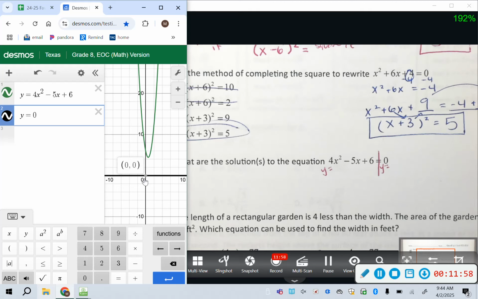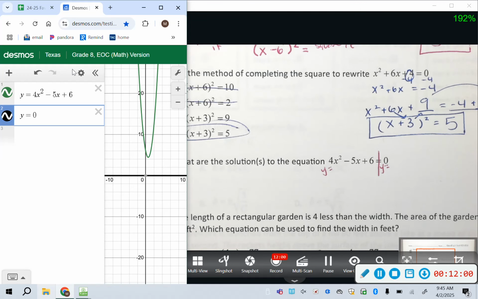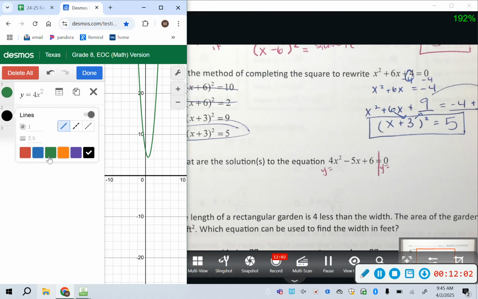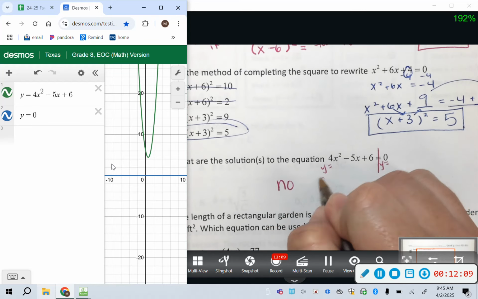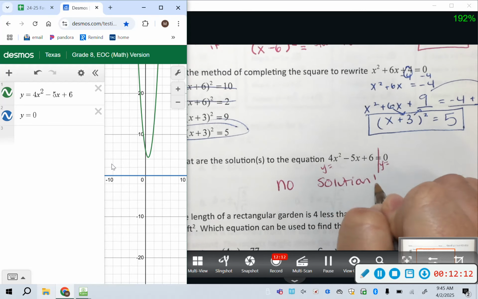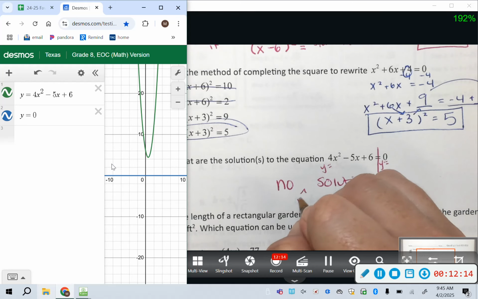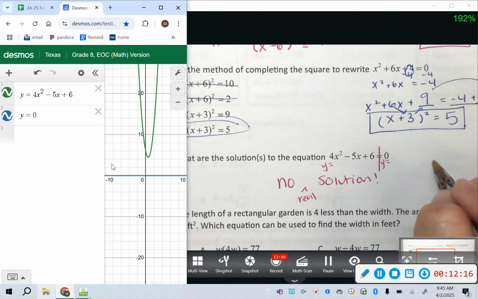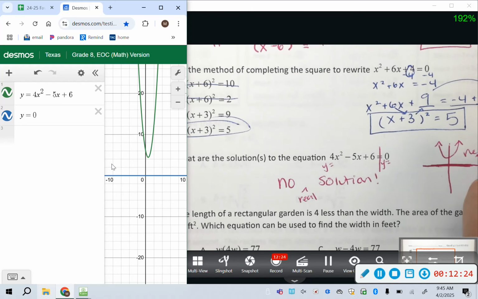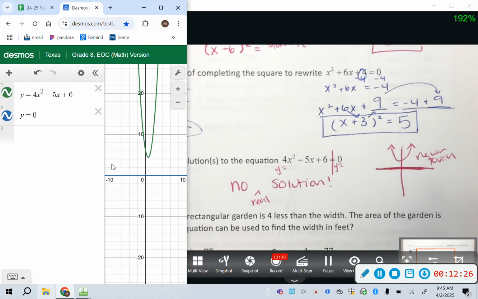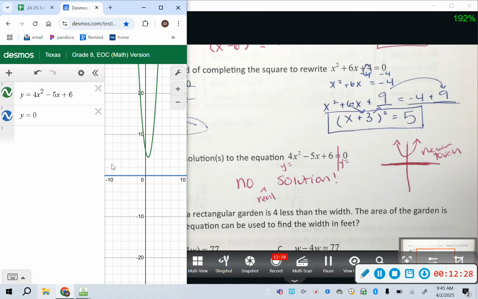Well, do they ever touch? No. And if you need to change the color to help you out. I hate when it uses basic color that's like the line. So here we see the blue and the green never touch. Therefore, there is no solution, or no real solution. Okay. And just a reminder, if we graphed it, they never touch. Because when it equals 0, remember we're just looking for x-intercepts.